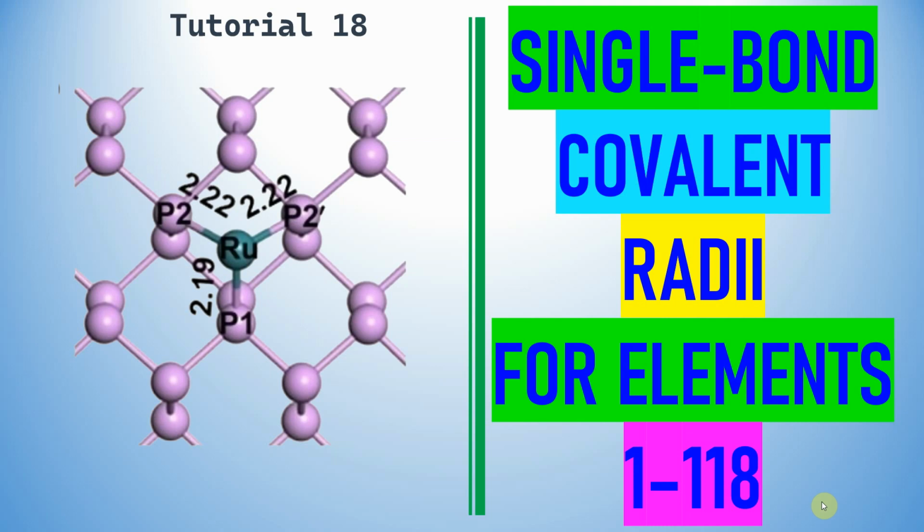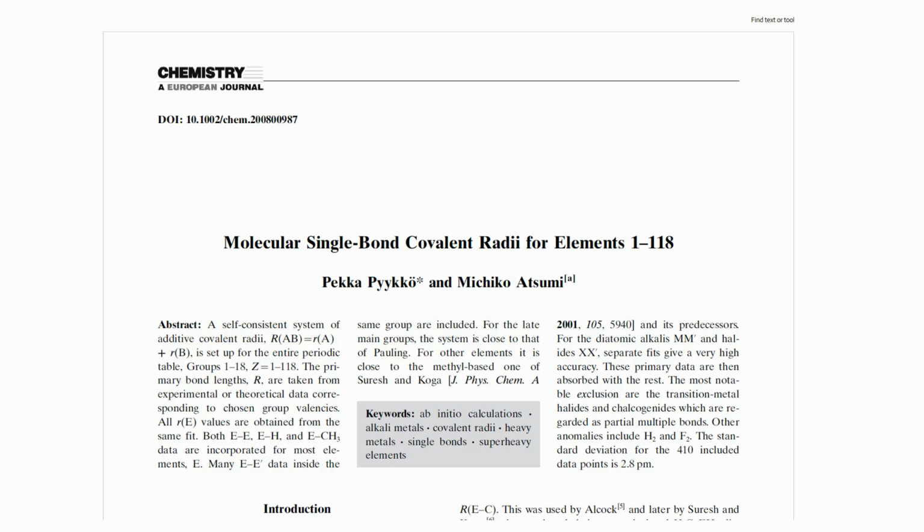So in this video you can learn how to calculate the single bond covalent radii for elements 1 to 118. This is very useful to determine the binding strength of metal to support. This is the paper published in Chemistry European Journal: molecular single bond covalent radii for elements 1 to 118.